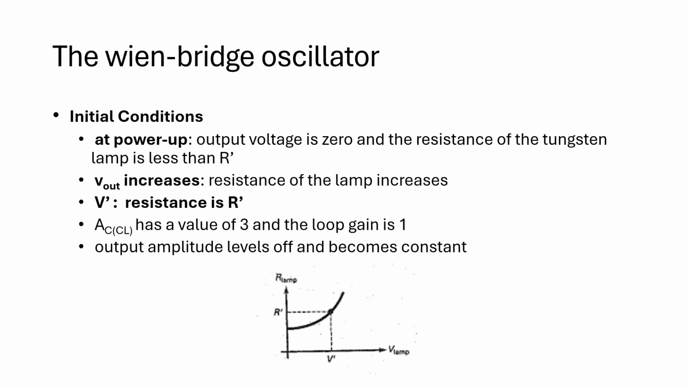As we can see, at initial conditions at power up, your output voltage is 0, and the resistance of the tungsten lamp is less than R prime. As V out increases, the resistance of the lamp also increases until it reaches R prime. At this point, the closed loop gain has a value of 3, and the loop gain will be equivalent to 1 because it will be multiplied with the 1/3 value from our lead lag circuit. At this portion, the output amplitude levels off and becomes constant.